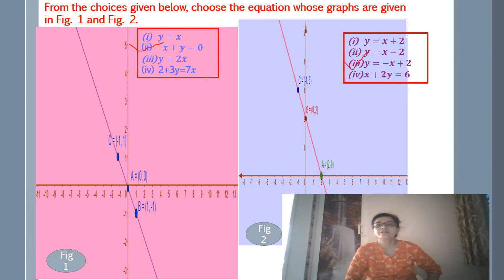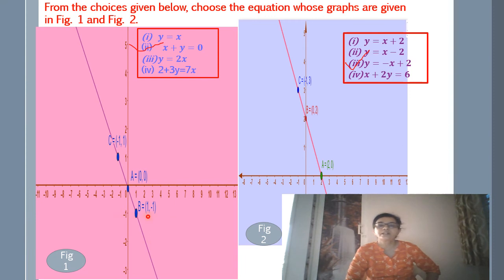Here I have taken two sets of graph. In the first graph, which has a pink background, you are seeing four options of linear equation in two variables. You have to put a tick on one option. That option will be relevant to the graph shown over here.